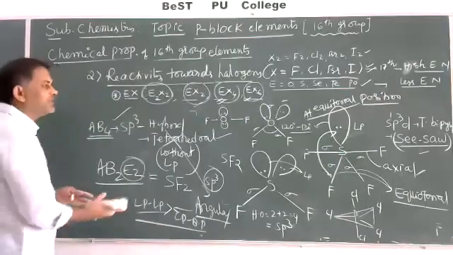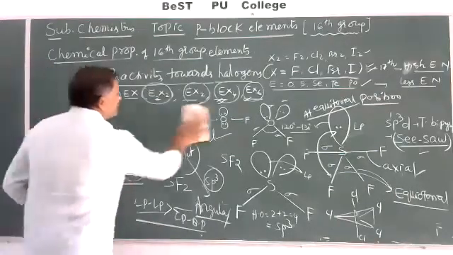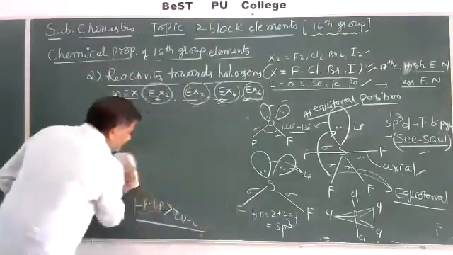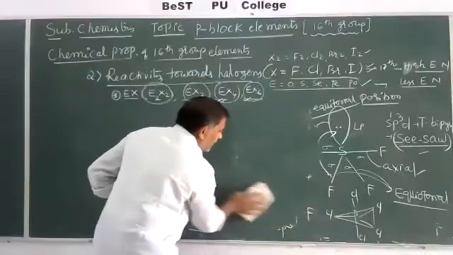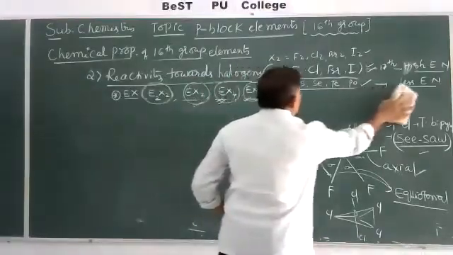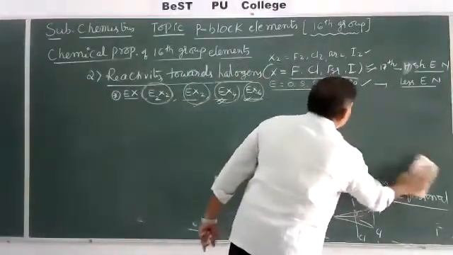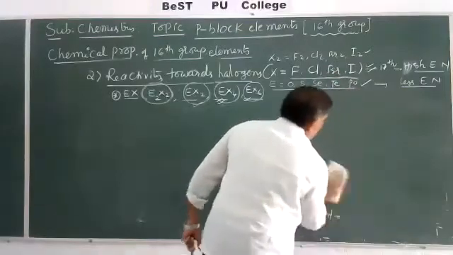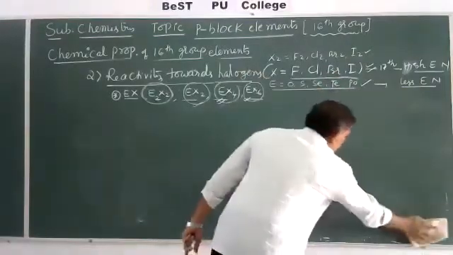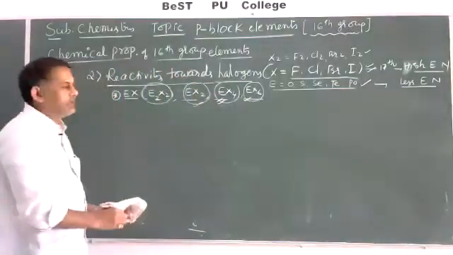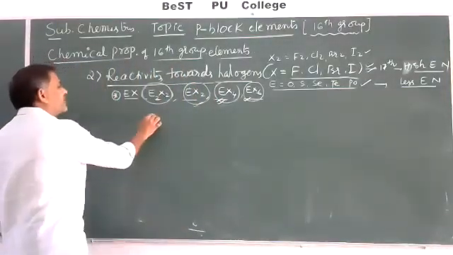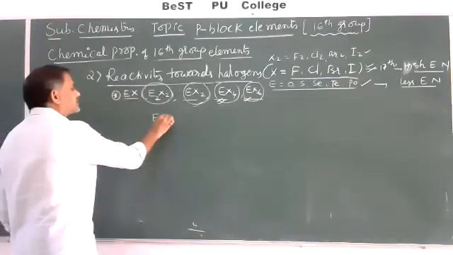Then the last one is monohalides. Important monohalides. In our NCERT book, one last line is given: monohalides are dimeric and easily undergo disproportionation reaction. Very, very important point that is. So the monohalides, for example, EX.